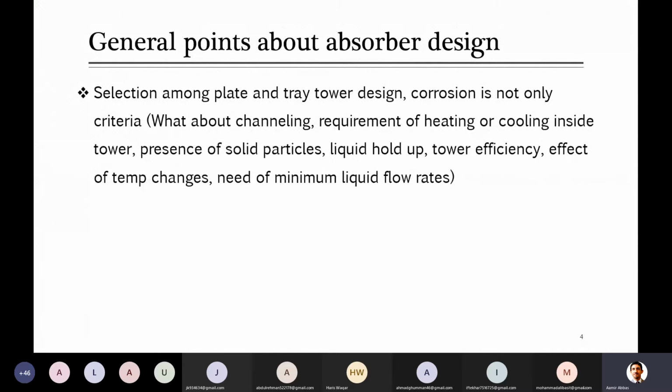So, selection between plate and tray tower design. As I asked, are there any parameters? You said corrosion, yes, corrosion, and a few others like pressure drop and liquid hold up. For example, channeling: in which of these equipment can channeling occur? Sir, in packed towers. Yes, good. So in a packed tower, when there is channeling, will it affect the mass transfer or not? Yes, sir, it will affect the mass transfer. We will have lesser mass transfer in case of channeling.